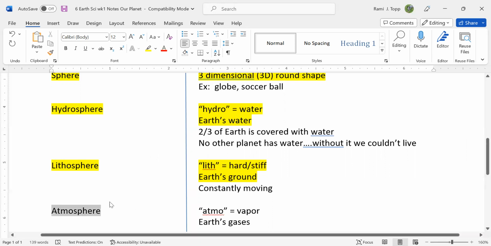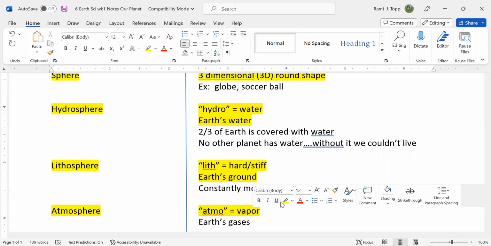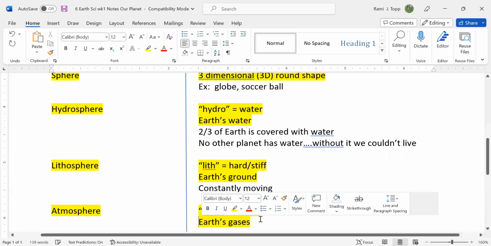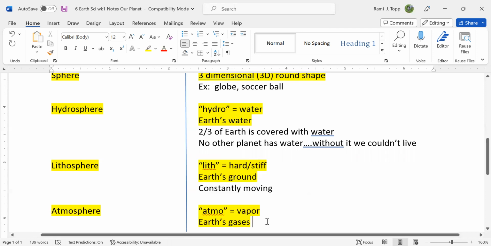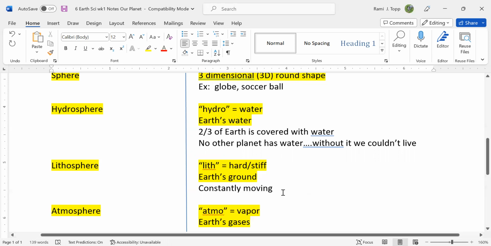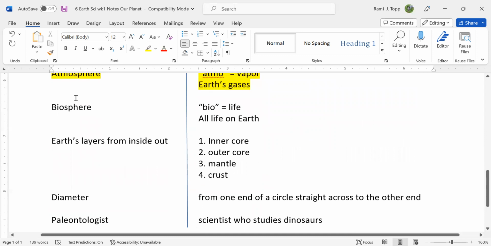The atmosphere is vapor. Atmo means vapor. Sphere, again, 3-dimensional round shape. So this refers to Earth's gases. We've got oxygen, carbon dioxide, like helium is a gas, all of these things. So when you're talking about the atmosphere, it is literally all of the vapors in the air that's taking up space that we don't even see. So they're things that we often take for granted, but are very, very important for our survival, and just kind of mind-blowing that they exist.